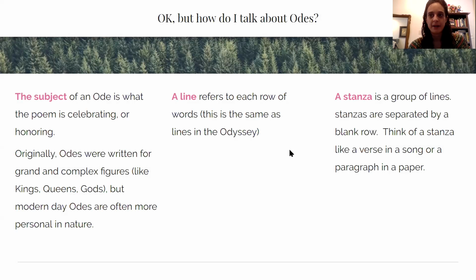So a little bit of vocab here. I think that it's review, but if it's not, you might just want to take some notes to solidify this for yourself. When we talk about the subject of an ode, that's what the poem is celebrating or honoring. Originally, odes were written for grand and complex figures. So you can think of kings, queens, gods, goddesses, but modern day odes are more personal in nature, and we'll get to those. When we talk about a line, we're talking about each row of words. This is the same in all poetry, and it was the same in the Odyssey. So every line is the row of words.